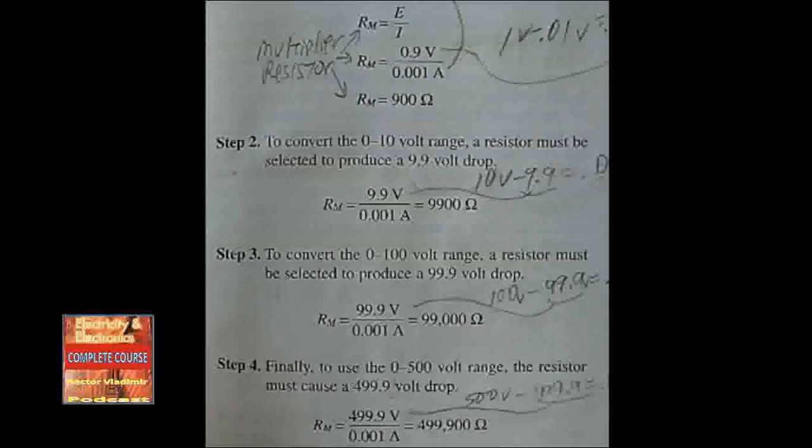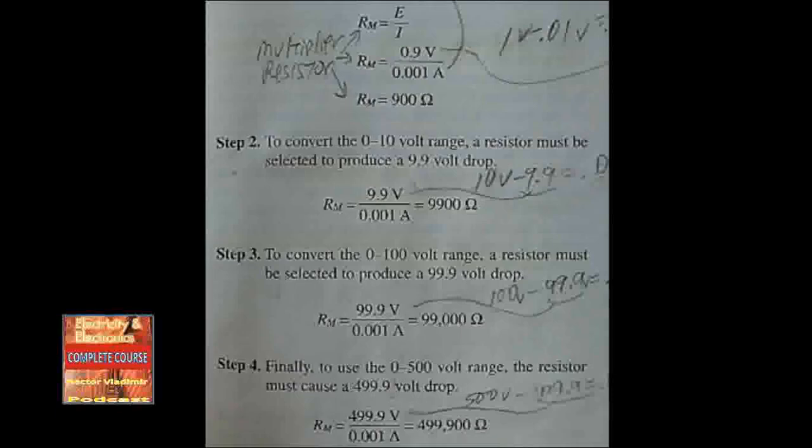Step 4, 0 to 500 volt range. The resistor multiplier must cause a 499.9 volt drop. Again, this comes from the 500 because we can only allow 0.1 volt across the meter coil, so we have to drop 499.9 volts. And again, using Ohm's law, the resistor multiplier equals 499.9 volts divided by 0.001 amp, which is equal to 499,900 ohms. Again, a switching device is used to select the correct multiplier resistor for the range in use.